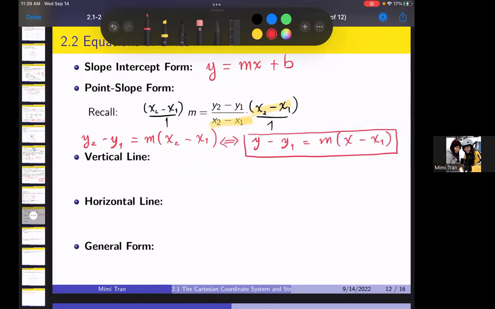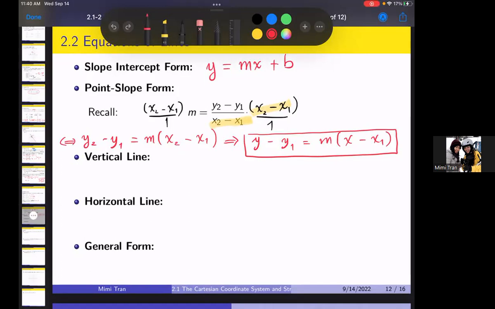See that I put if and only if. That means I can go back. Well, I mean, I should do it here. I can go back from here up to this one.